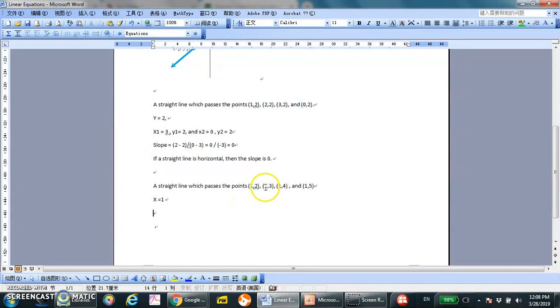This time, let's compute the slope using these 2 points. So x1 is 1, y1 is 2, and x2 equals 1, and y2 equals 3. The slope is y2 minus y1, so 3 minus 2 divided by 1 minus 1, which is 1 divided by 0, which is undefined, because everything divided by 0 is undefined.